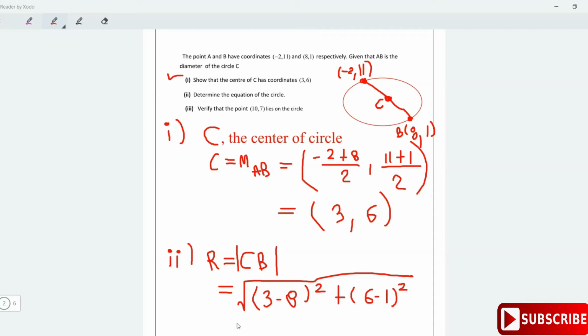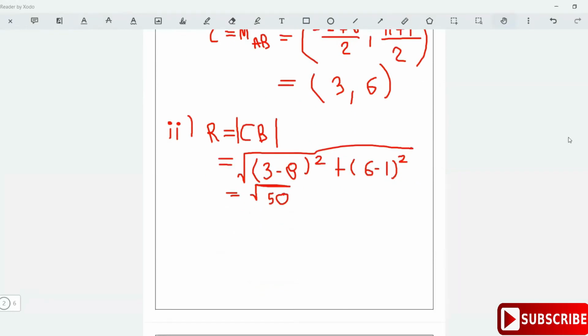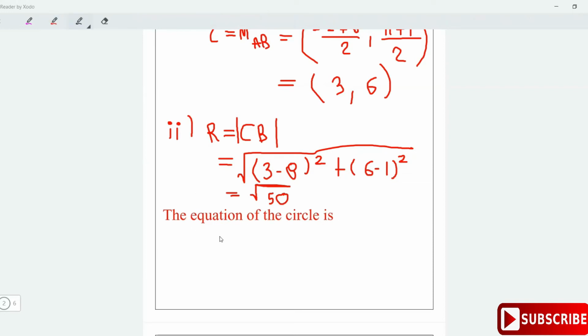So therefore, the radius works out to be equal to the square root of (3 minus 8) squared. 3 minus 8 being squared is 25, plus (6 minus 1) squared is 25. So the radius is the square root of 50. That's the radius. So since that is the radius now, the equation of the circle is now going to be given by x minus the x value at the center.